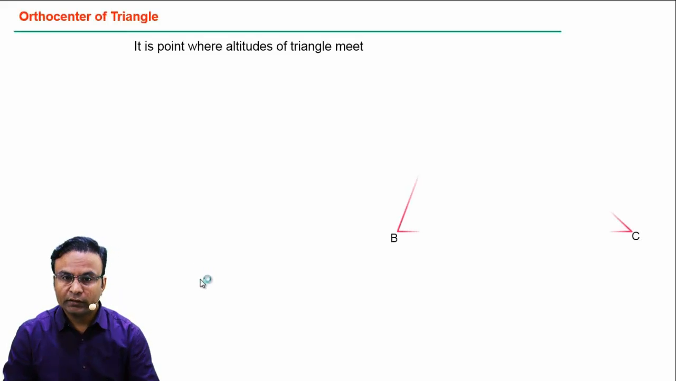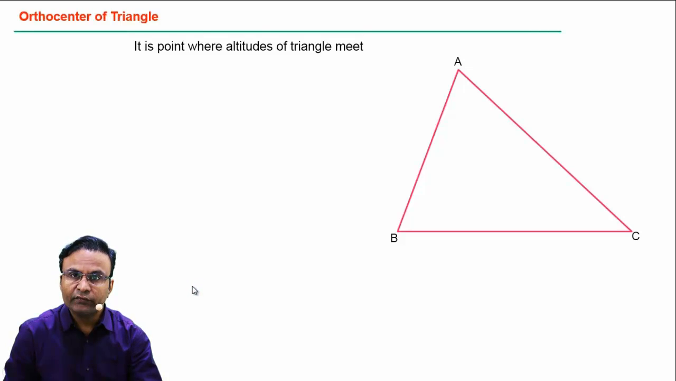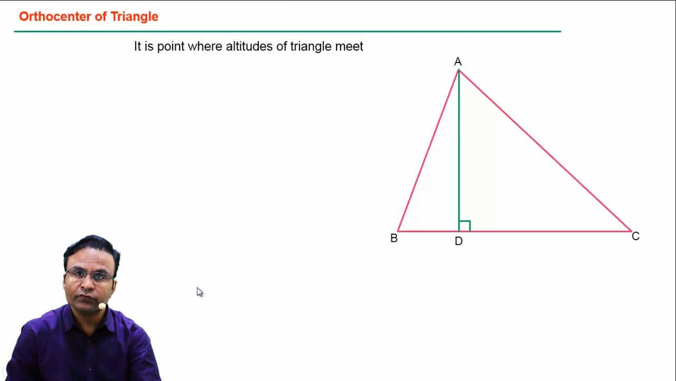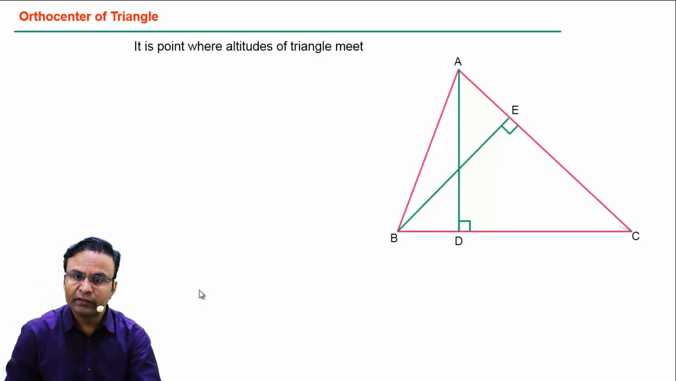Consider triangle ABC. You know how to draw the altitude? From vertex A, we draw a perpendicular to the opposite side BC. So here is altitude AD. D is called the foot of the perpendicular. Similarly, we have altitudes from vertices B and C, altitude BE and altitude CF. We can see that all these three altitudes are concurrent at one point. This point is called the orthocenter. Generally, we denote this center by H.